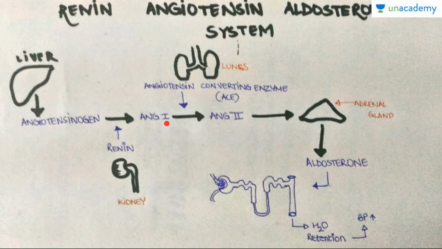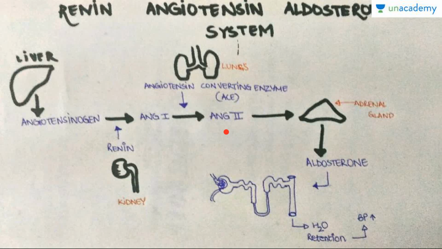So this is supposed to be converted into angiotensin 2 by angiotensin converting enzyme, and it is secreted by the lungs. First angiotensin 1 is formed, then it freely circulates in the blood, and when this angiotensin 1 reaches the lungs, the ACE, that is the angiotensin converting enzyme, comes in contact with it, and it converts the angiotensin 1 into angiotensin 2.